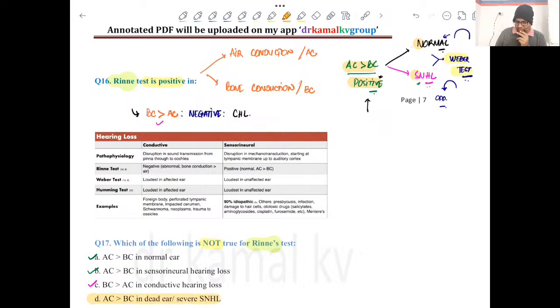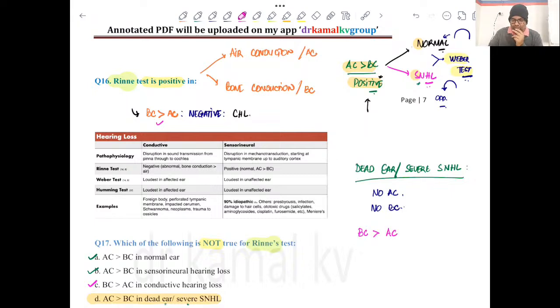So the answer is the fourth option, that is air conduction more than bone conduction in dead ear or severe SNHL. Now what is this entity, dead ear or severe sensorineural hearing loss? Now what happens here? Ideally, yes, Anash, absolutely right. There is no conduction at all. So there is no air conduction and there is no bony conduction. Clear? Because that ear is dead. But when we examine the patient, we find that bone conduction is more than air conduction. So this is what? Bone conduction more than air conduction is what?